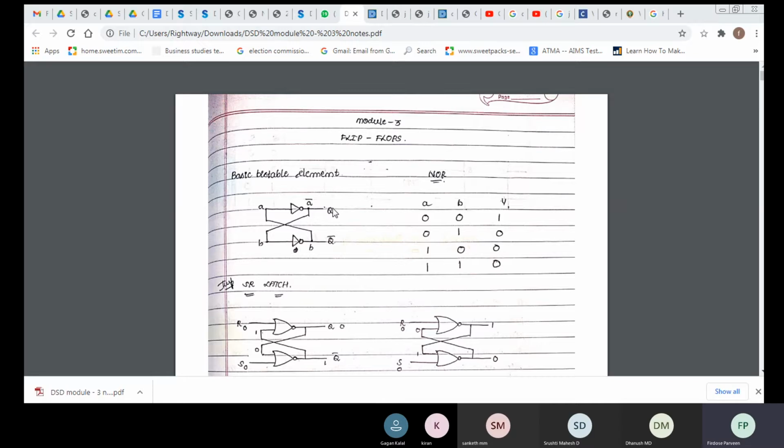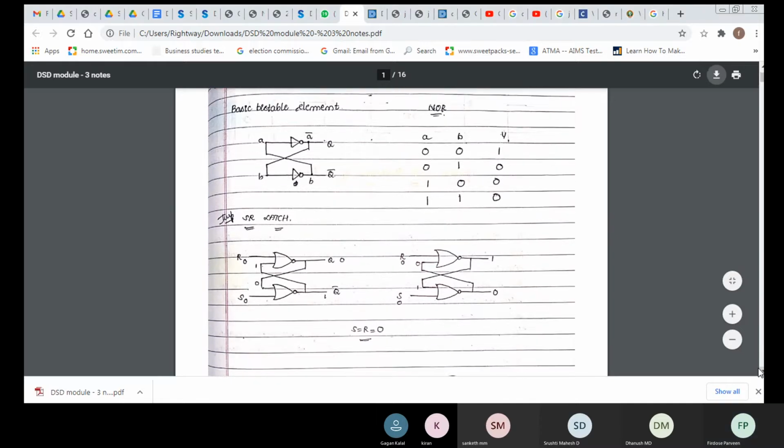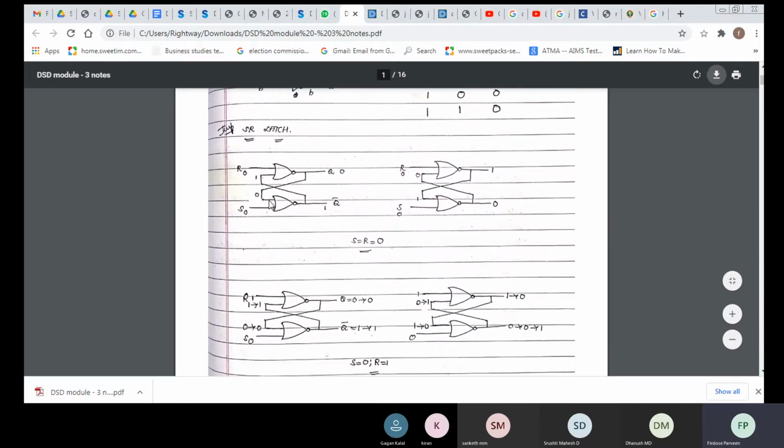Coming to the SR latch. S means set, R means reset. For this purpose we will be using NOR gates. For the NOR gate truth table, you know that when the inputs are 0 0, the output is equal to 1. When it is 0 1, the output is equal to 0. 1 0, the output is equal to 0. 1 1, the output is equal to 0. So for the SR latch, you have two inputs, so you will have 4 combinations.